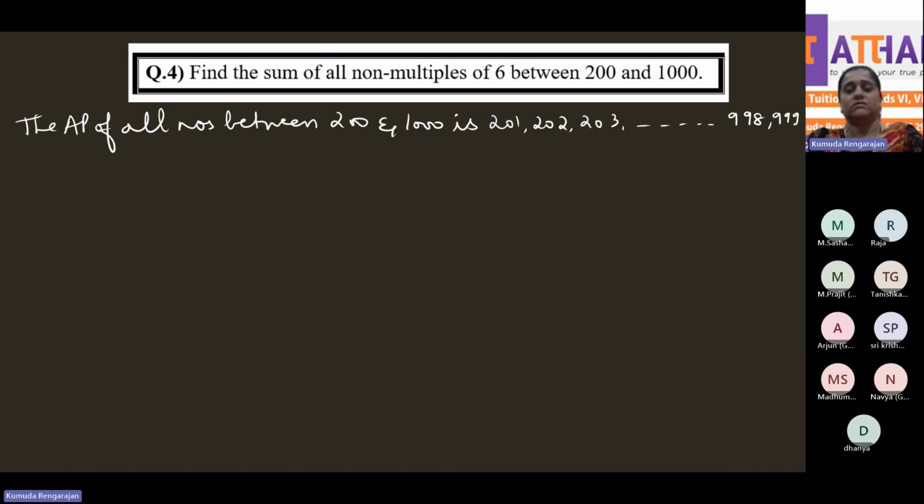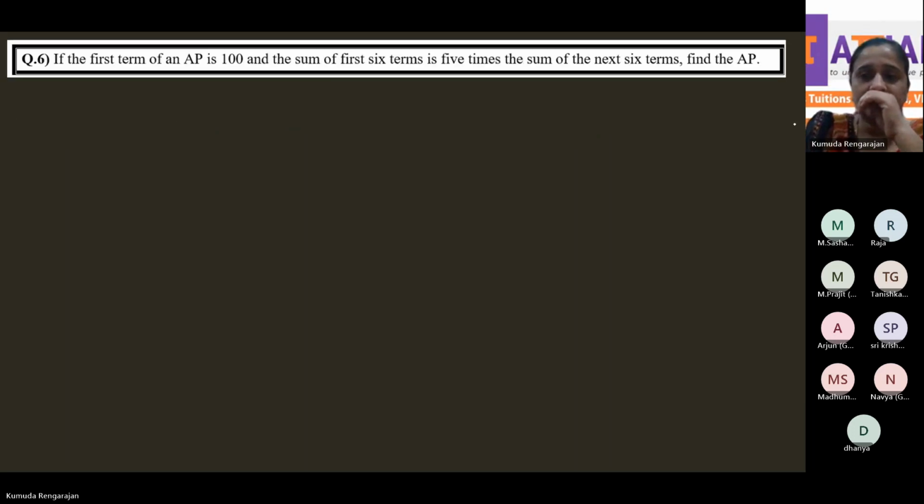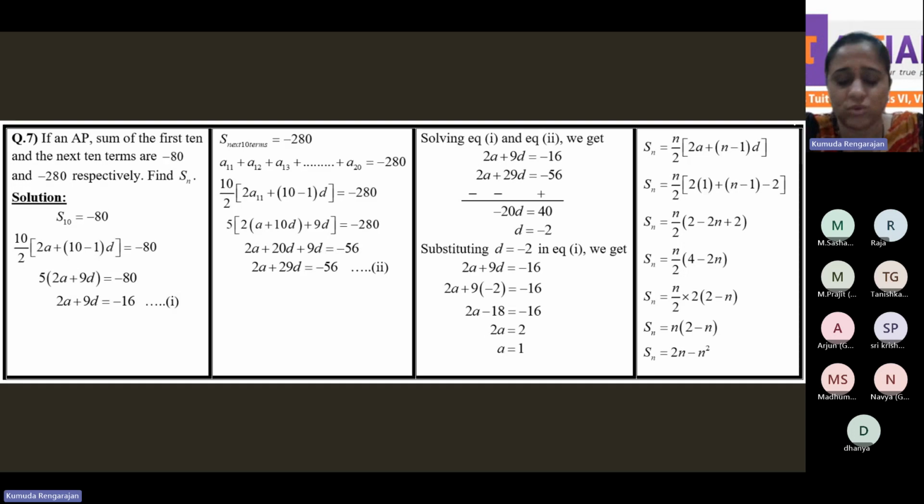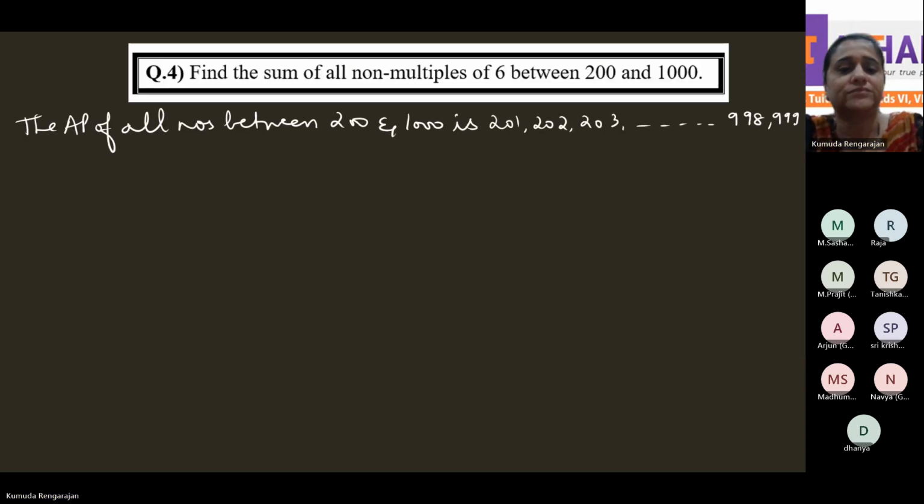Find the sum, children. Find the sum first. The AP of all numbers between 200 and 1000 is, yeah? Is the sum 2,40,000? The final answer, is it? Yes, ma'am. Oh, I don't have the answer. I'm sorry, I have to work and check. I don't have the answer, because for some I have, for some I don't. So we'll do it simultaneously. You work, I'll also work.